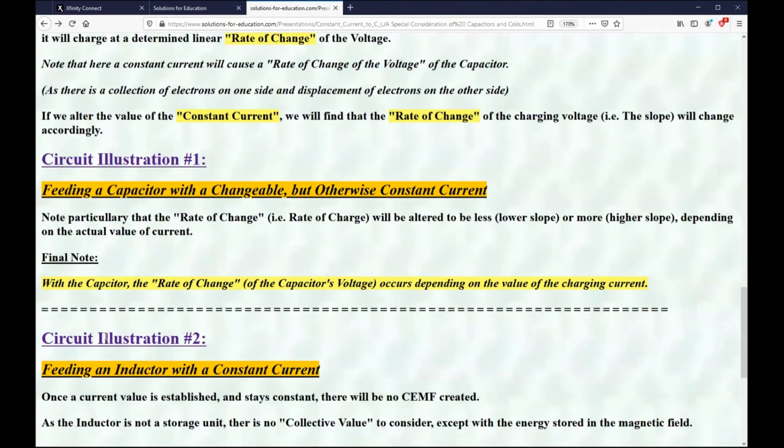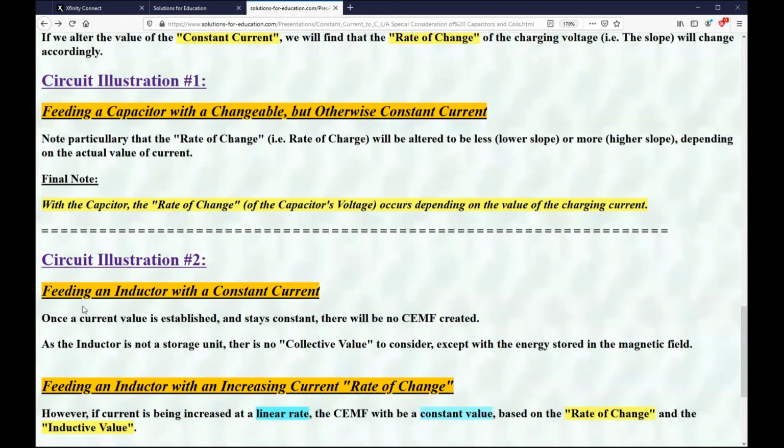Okay, now let's go into another one here. Now we're going to do feeding an inductor with a constant current. Well, that's kind of an interesting situation. If you feed an inductor with a constant current, what's the EMF? Anybody? Zero. There is no EMF. If you have a particular current and you've either built up or fallen down to that value, and now the current is constant, there is no counter EMF.